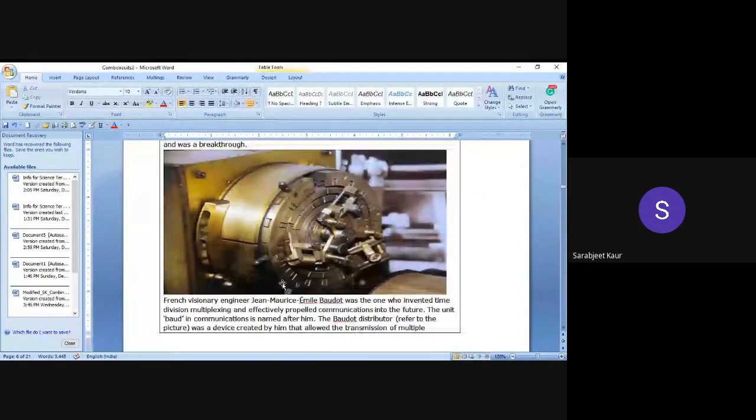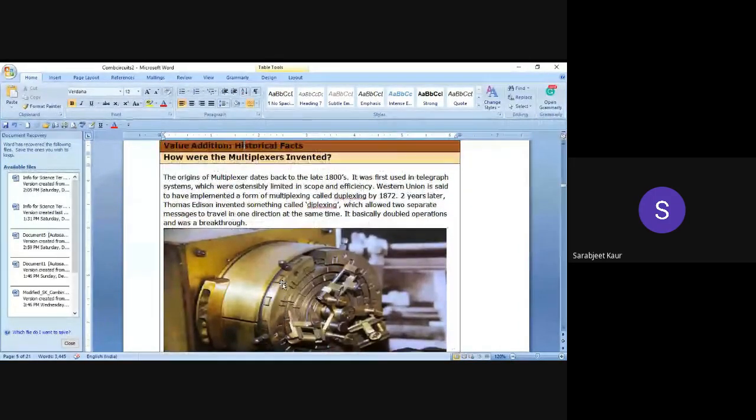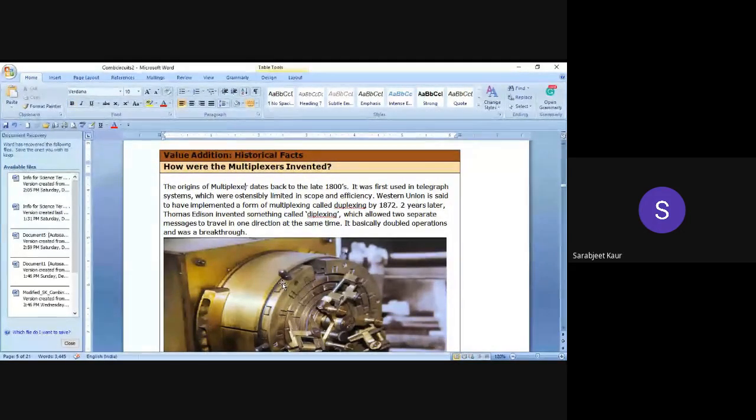So, when was the multiplexer invented? This is definitely in your book. Let's just read a line or two here. The origin of the multiplexer dates back to the late 1800s. It was first used in telegraph systems, which were ostensibly limited in scope and efficiency.